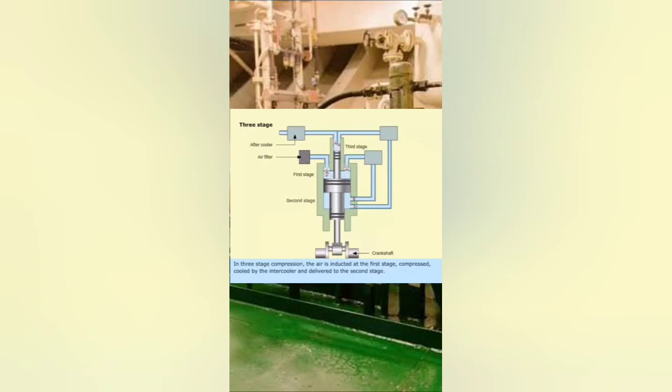In three-stage compression, the air is inducted at the first stage, compressed, cooled by the intercooler, and delivered to the second stage. In the second stage, the air is compressed further and delivered to the third stage. In the third stage, air is compressed to the required pressure and delivered through an aftercooler. When the piston moves up, air is compressed in the first and third stages, whereas air from the first stage is inducted into the second stage.